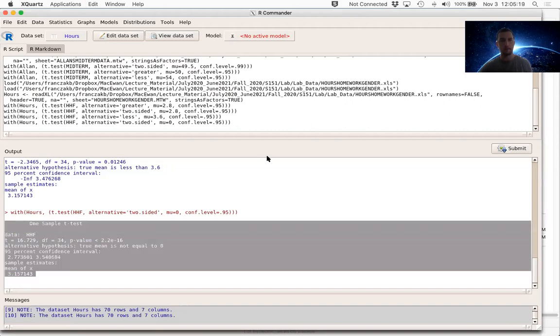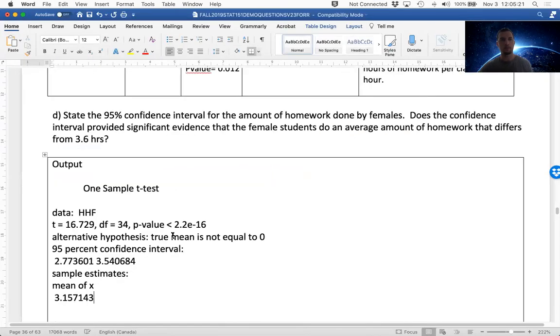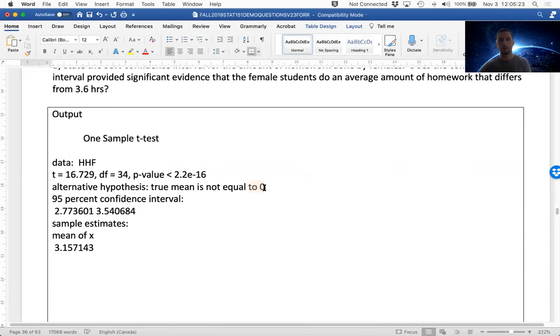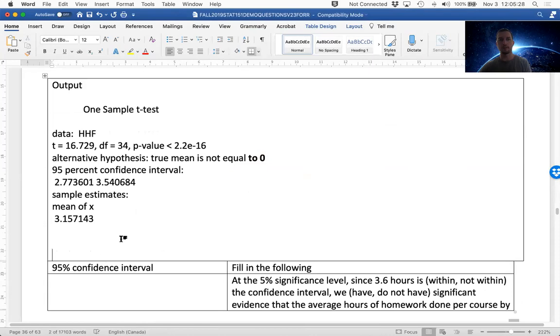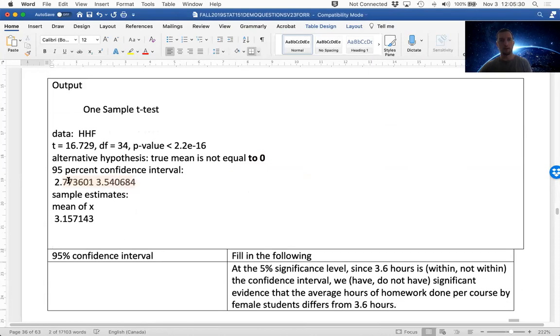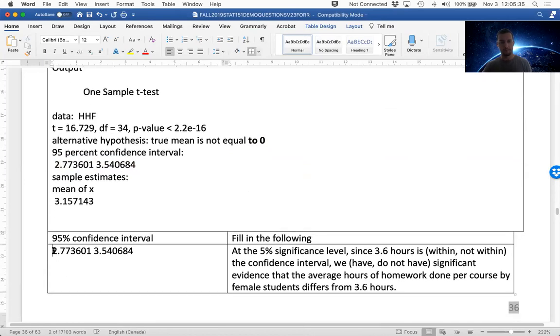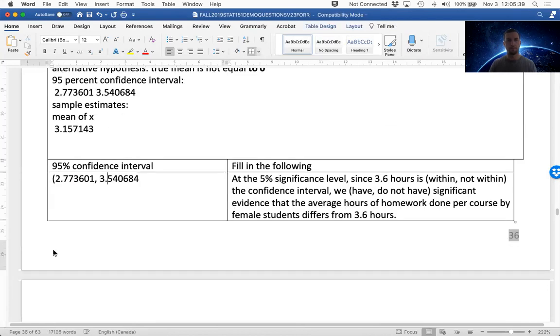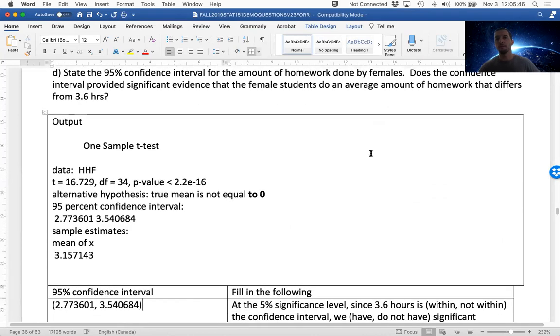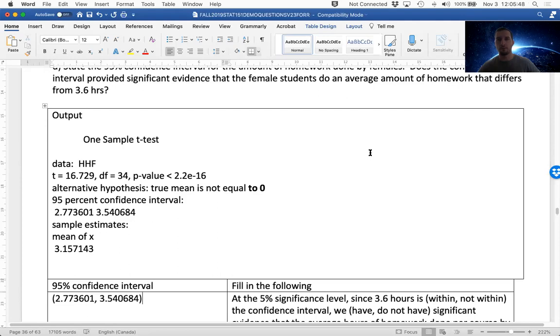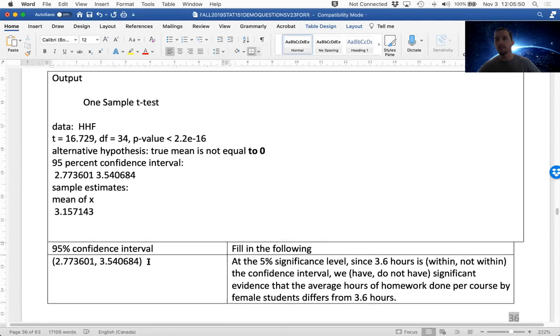Okay, so we take our data. Again, here you'll see that I have a 0 in the alternative because I'm not interested in testing any value directly. So here's my 95% interval. And now it says, does the interval provide evidence that the female students do an average amount of work that differs from 3.6? In this case, we would say, yes, it does.